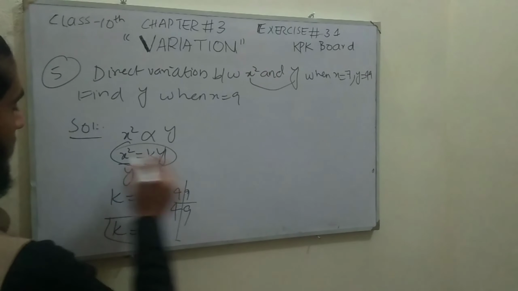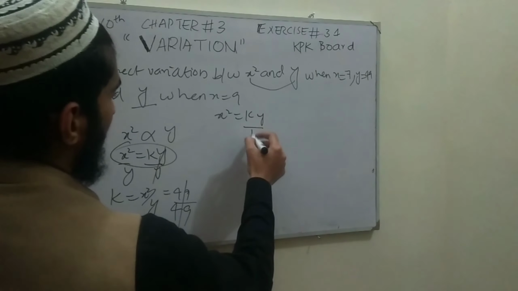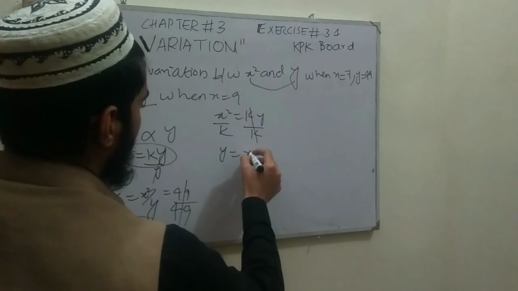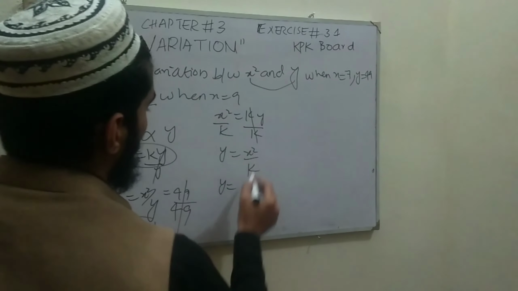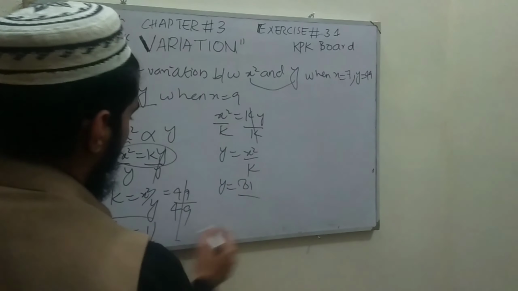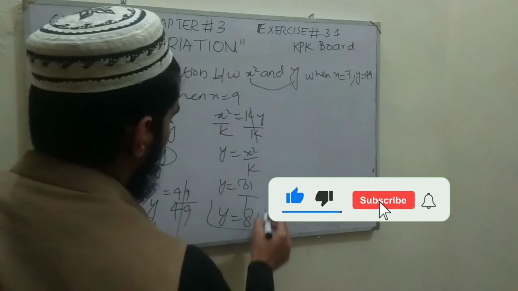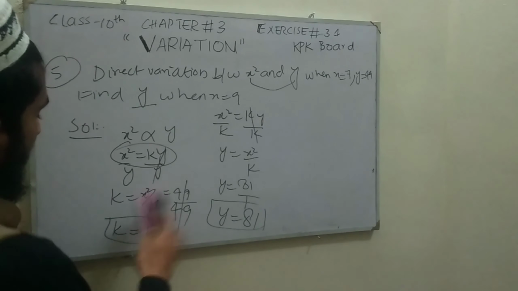So using this equation, x square is equal to ky. We are interested in y, so divide both sides by k. k will cancel out with k, so we are left with y is equal to x square divided by k. So y is equal to, x is 9 here, so 9 square gives us 81 divided by k, which is 1. So 81 divided by 1 gives us 81. So the value of y at x is equal to 9 is 81. Now move to question number 6.